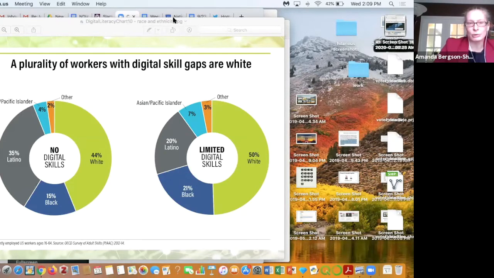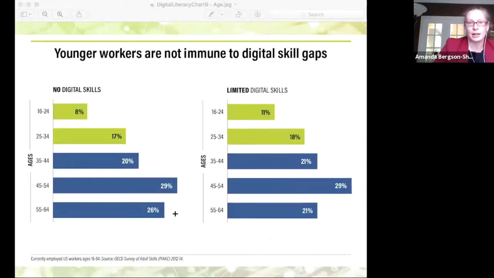And the slide we're looking at now shows the particular breakdown by race and ethnicity. On the left-hand side, you see folks with no digital skills. On the right-hand side, you see folks with limited digital skills. And as you can see from that, there is a plurality of workers in both cases who are white, but workers of color are disproportionately overrepresented among those with few or no digital skills. Workers with skill gaps exist across every industry. So this is not just a problem for one industry or another. We have some great individual stories from healthcare, from food service, from construction, from manufacturing. And as you'll see in the next table, it's a list of major industries that highlights the percentage.